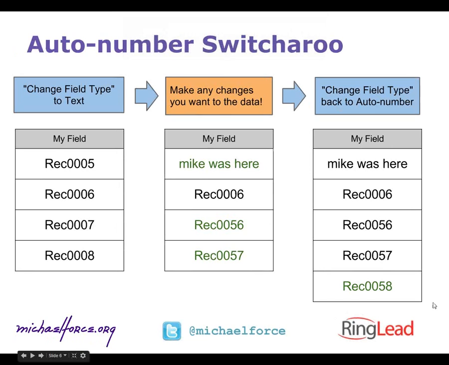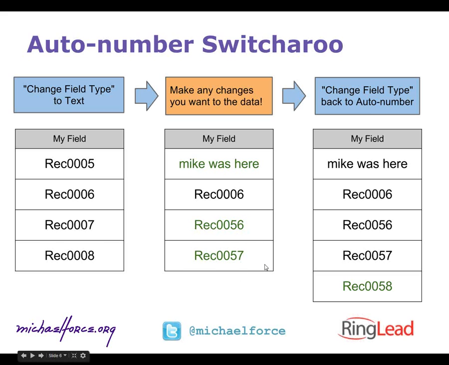So we have in my field, you can see here on the left, we've got 4 records, let's say, and my auto number field is incrementing 5, 6, 7, 8. Well, I can go in there and change it to a text field, and then I can mass update some records. I can put it to whatever I want. It doesn't even have to be the same format. I could say, Mike was here in one of the records.